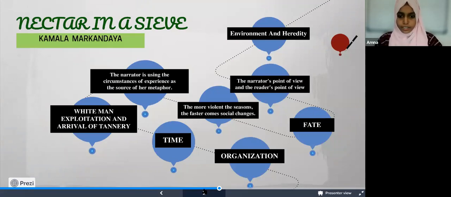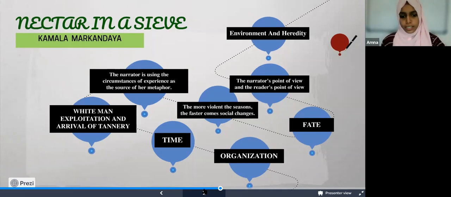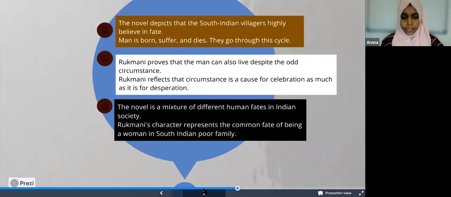My first topic is fate. Fate plays a major role in this novel. The novel depicts that the South Indian village highly believes in fate. Man is born, suffers, and dies. They go through this cycle. Rukmani proves that man can also live despite the odd circumstances.